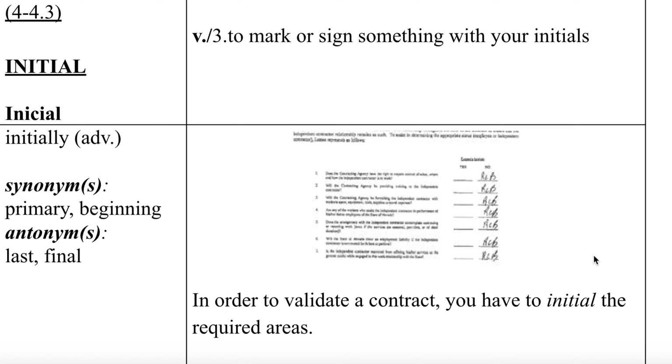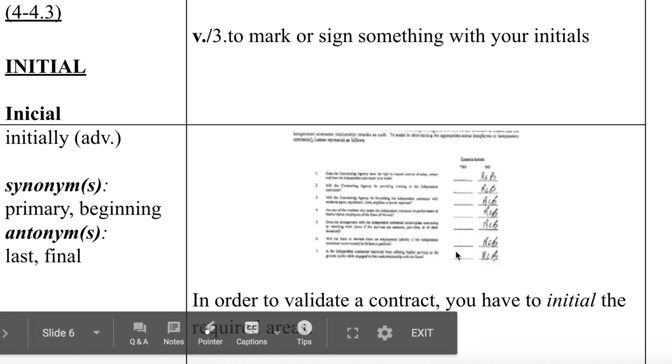And then the next definition, based on that, is a verb, and it's to mark or sign something with your initials. And most of you have probably done this when you're signing a contract, like a lease for an apartment or a house or some other kind of business contract. At the bottom we often have to sign our whole name, but then in the middle of the contract, to show that you understand each part and agree to it, you have to initial, which means you have to sign with your initials, the first letter of your first name and the first letter of your last name, to initial it. And as I said, in Spanish it's inicial. The word family for initial includes initially.